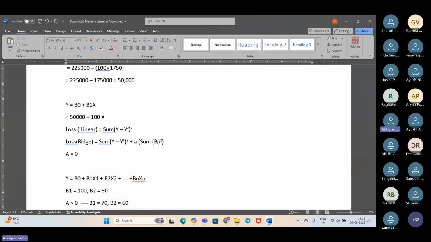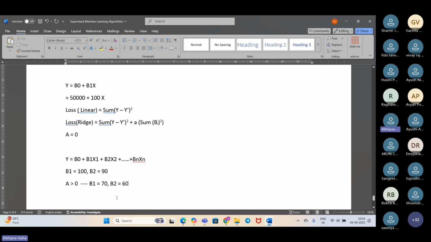So why the b1 and b2 values are important in ridge regression, how we calculate it in linear regression, and how we implement it in ridge regression, is that clear to you?